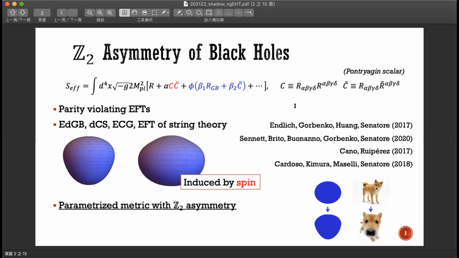But the point is that usually the rotating black hole solutions of these theories are very complicated. The motivation of my work is to construct a parameterized Kerr-like metric, focusing on the Z2 asymmetry of the spacetime, and to see whether we can use black hole shadows to put some constraints on this violation of Z2 symmetry. Okay.